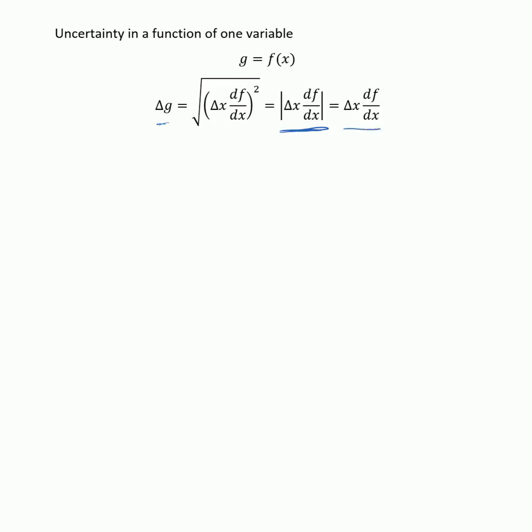Most of the time, people will just write delta x times df by dx and expect you to remember that it must always be a positive number. We're going to try this for a couple of examples, and then we'll do functions of several variables, which are a little more complicated.